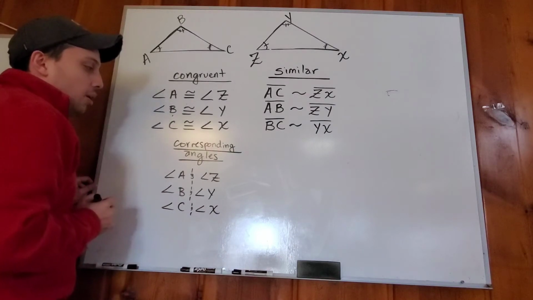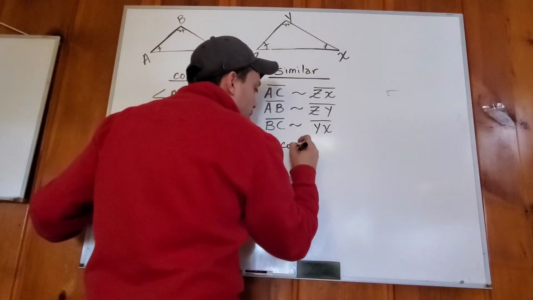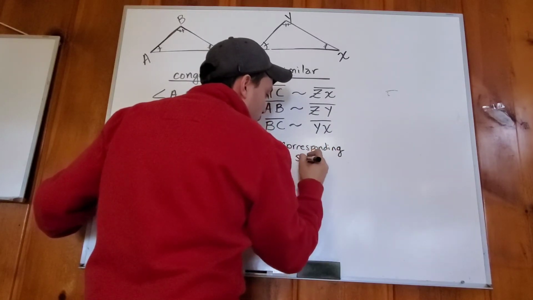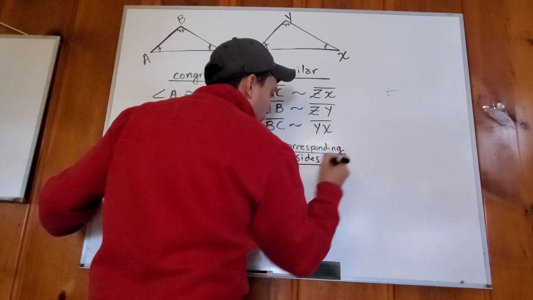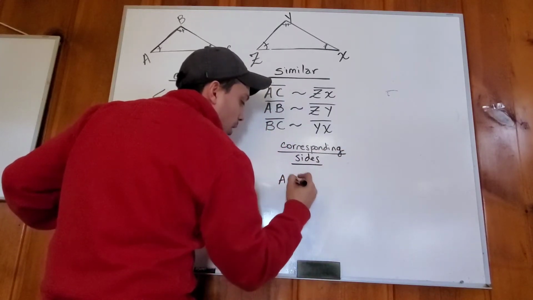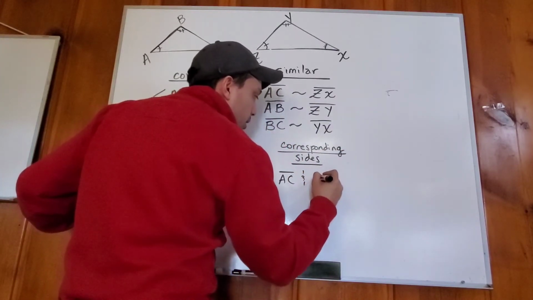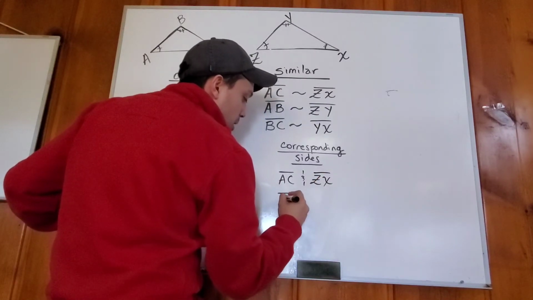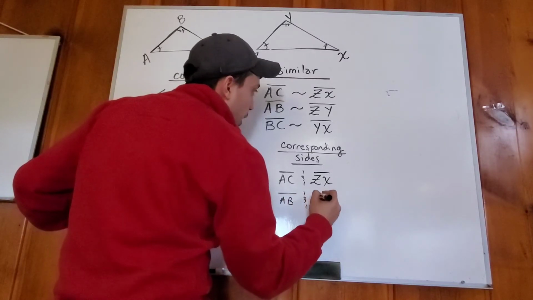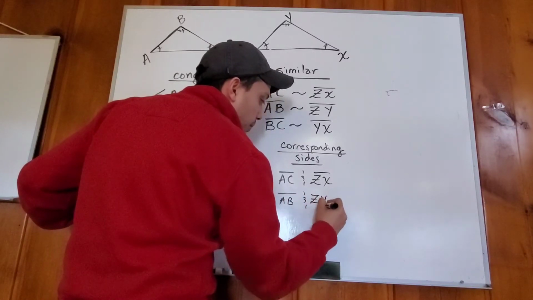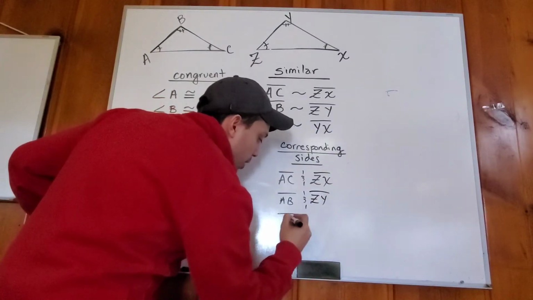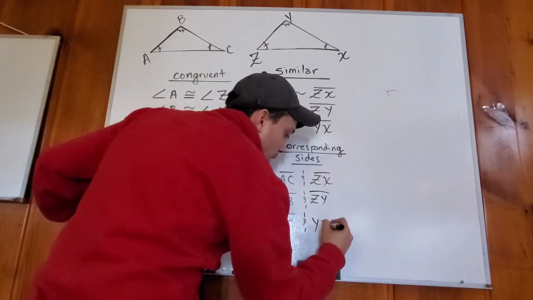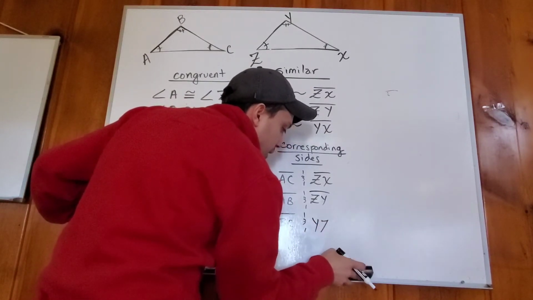Those are corresponding angles here, and then the corresponding sides are going to be side AC and side ZX, side AB and side ZY, and side BC finally, and side YX, not YZ.